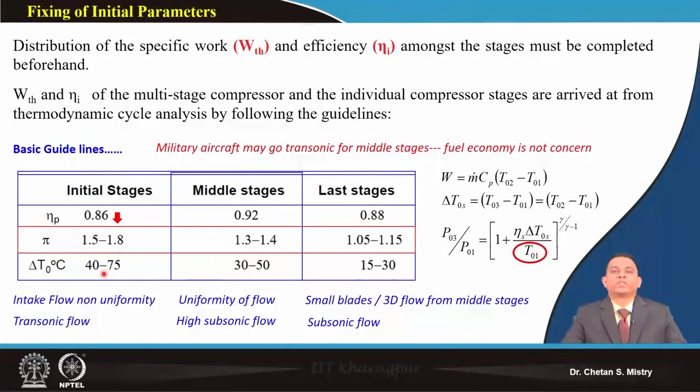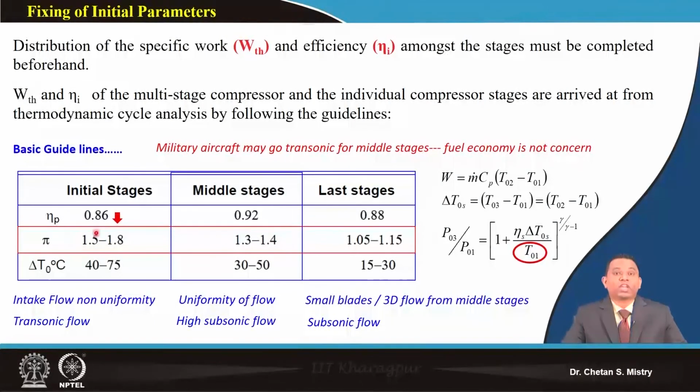If this is your case, there is a possibility that my flow will go transonic in that range. When it is going transonic, we must realize the losses are large. My aerodynamic losses will increase, and when my aerodynamic losses increase, my efficiency will go down. That's the reason we are assuming this initial efficiency to be 86%.